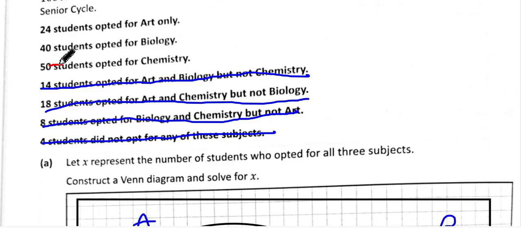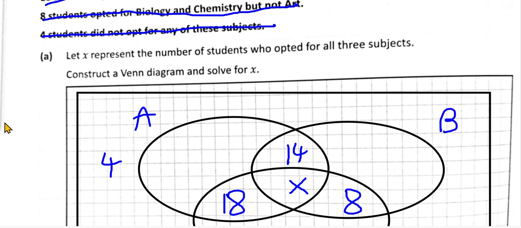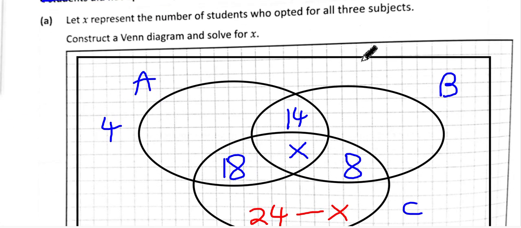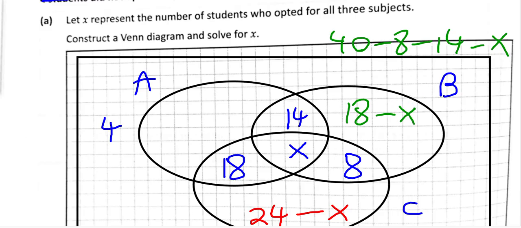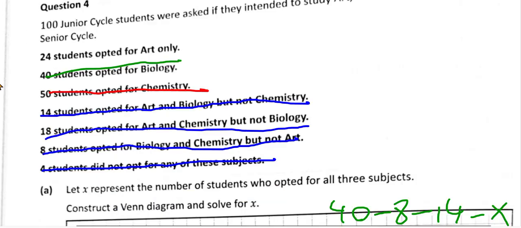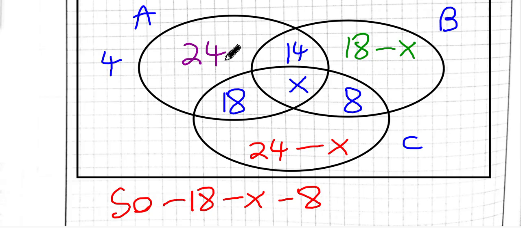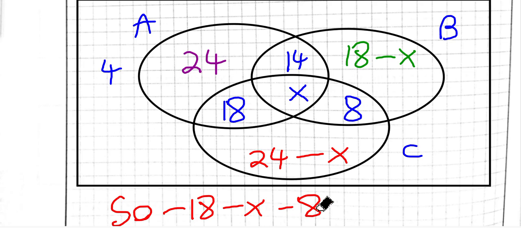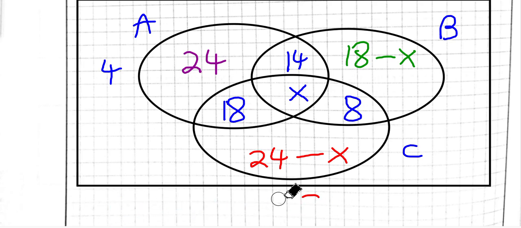Alright. We used the 50. Now I'm going to use the 40 for biology. I'm now going to do 40, take away 8, take away 14, take away X. Did anybody get 18 minus X for that? Cool. And then the last one is going to be the 24 for art only, but they've already done it for us. It's just 24 in the art only position. It's already done. Who got that?